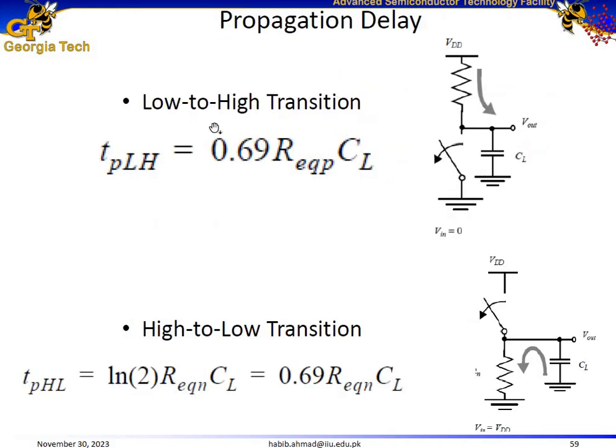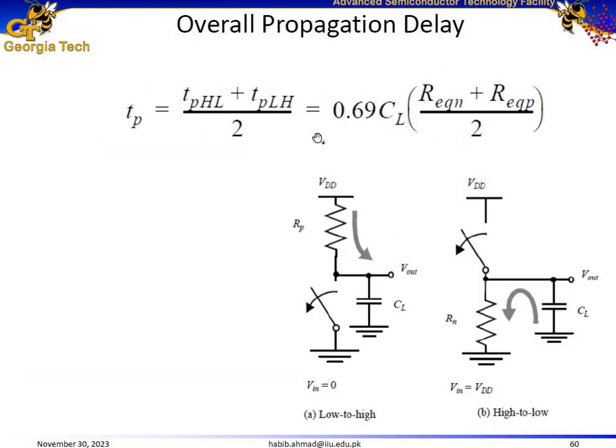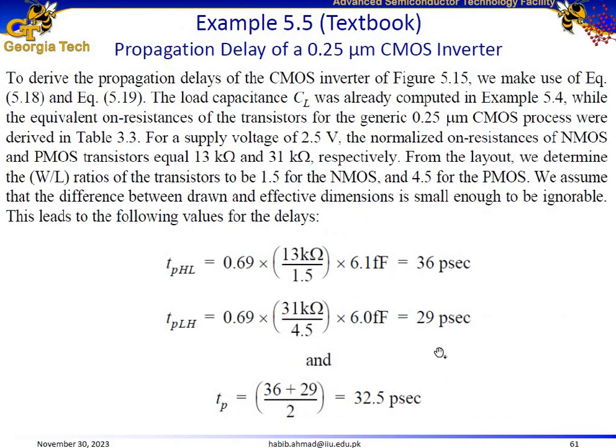Propagation delay for low to high transition can be calculated using this formula, and similarly for high to low transition, where we are concerned with the resistance of the NMOS, it involves this formula. Or overall you can simplify it into this formula as well. But first, how do you calculate the resistances?